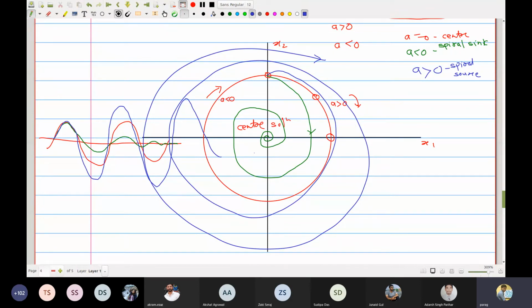If your eigenvalue is a complex number such that the real part is greater than 0, the system will blow up. If your eigenvalue is a complex number such that the real part is less than 0, it's negative, the oscillations will eventually die down.